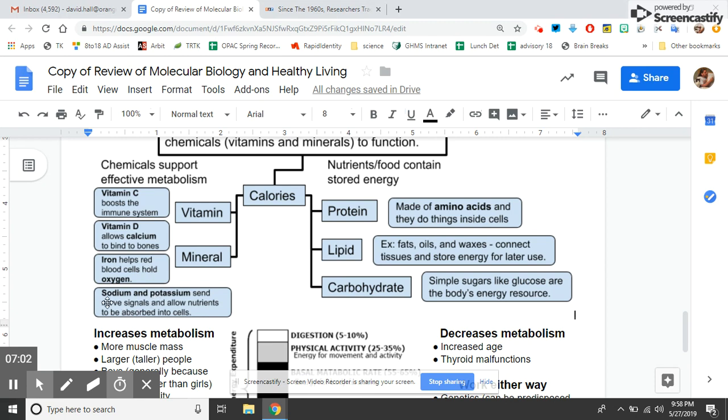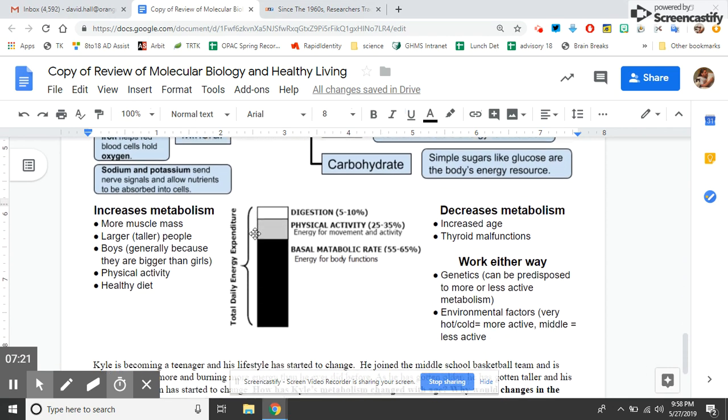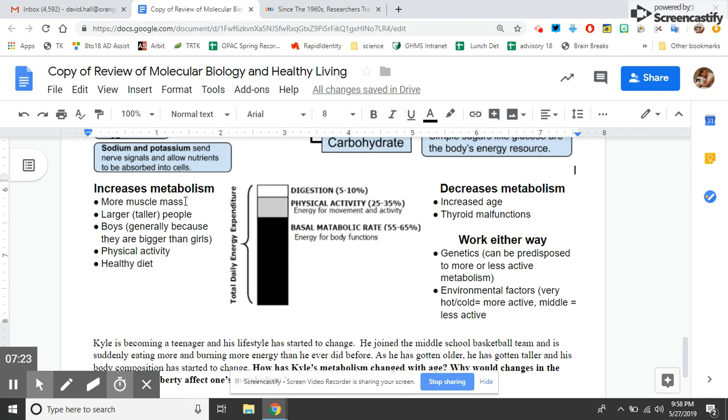Okay. Sodium and potassium in group 1 on the periodic table send nerve signals and allow nutrients to be absorbed into the cells. So these vitamins and minerals do not give us calories, but they do need to be present in order for the body systems to work properly. All right. What increases metabolism? If you have more muscle mass, if you're larger or taller, boys generally, because they're bigger than girls in general, physical activity increases metabolism. A healthy diet increases metabolism.